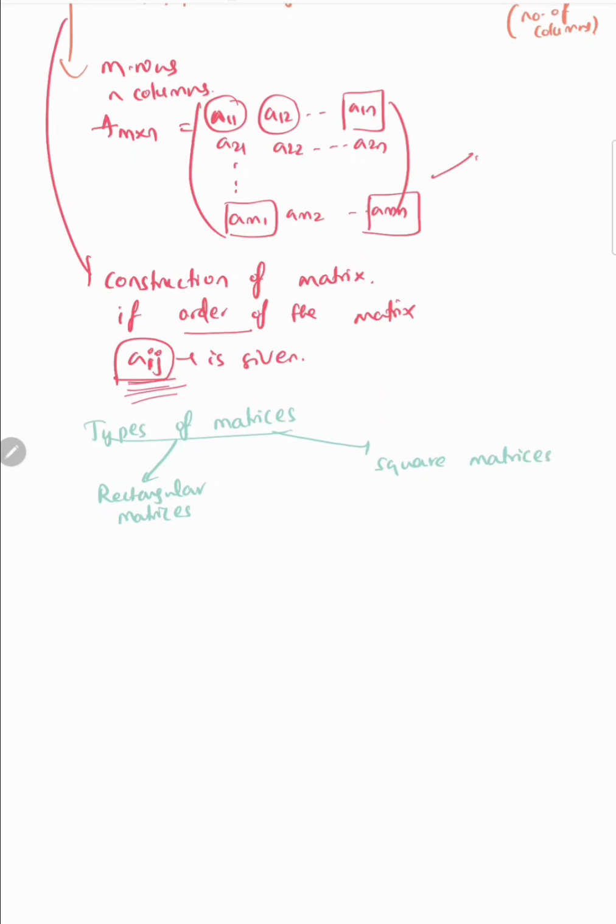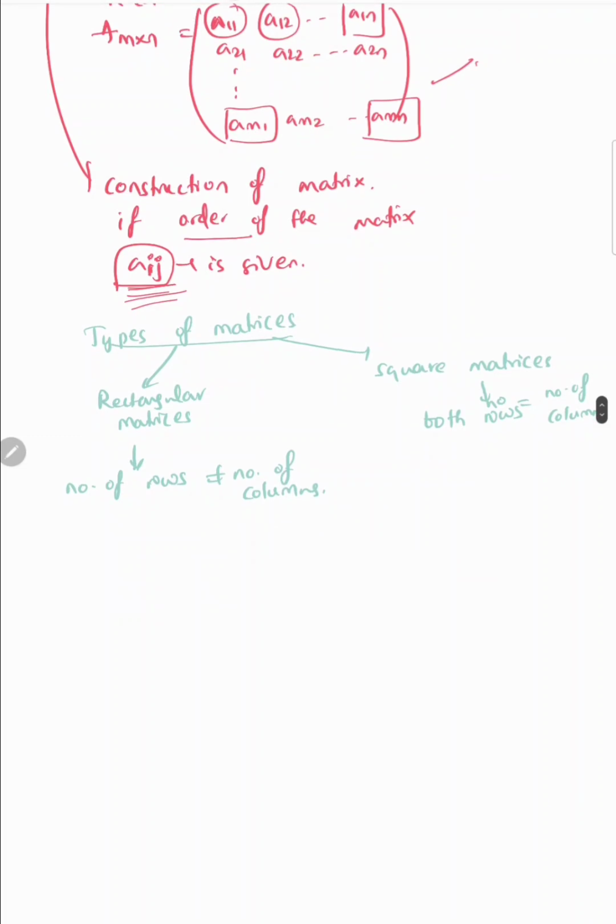In case of rectangular, the dimensions, length and breadth, will not be the same. Therefore, in a rectangular matrix, the number of rows is not equal to the number of columns. If the number of rows and the number of columns are different, then we call it a rectangular matrix. In case of a square matrix, the number of rows is equal to the number of columns. In that case, we call that matrix a square matrix.